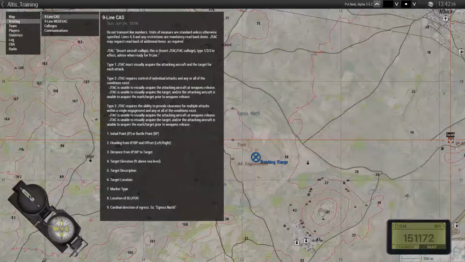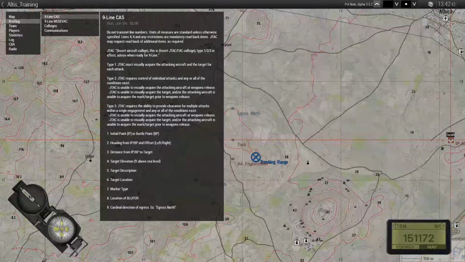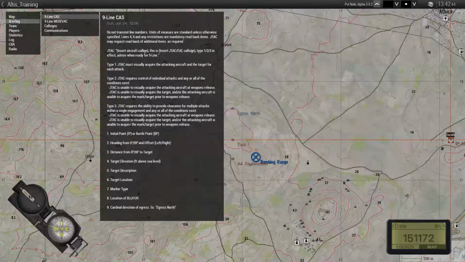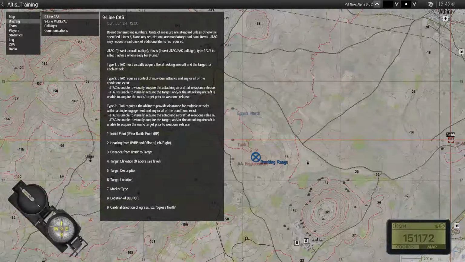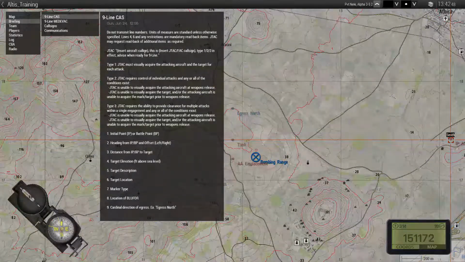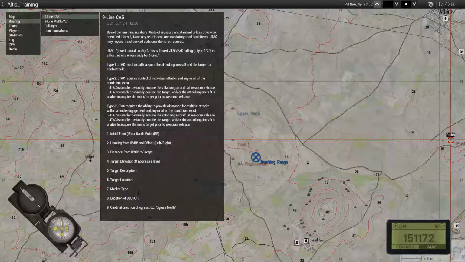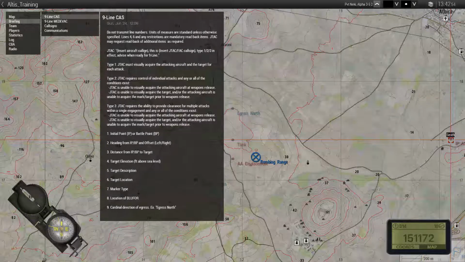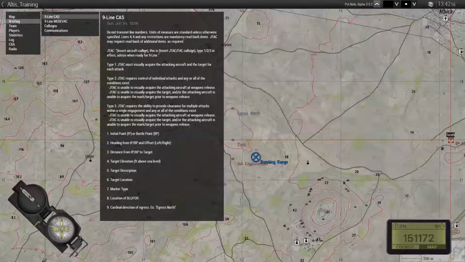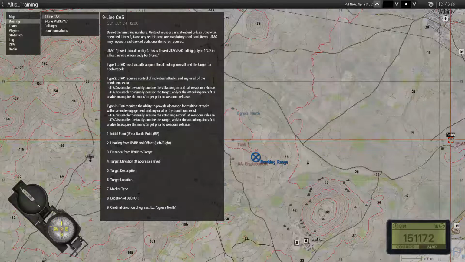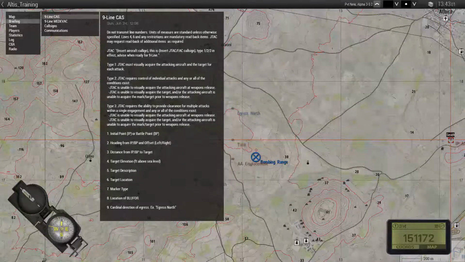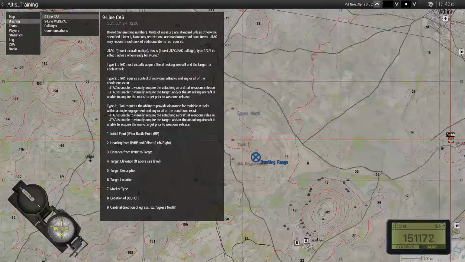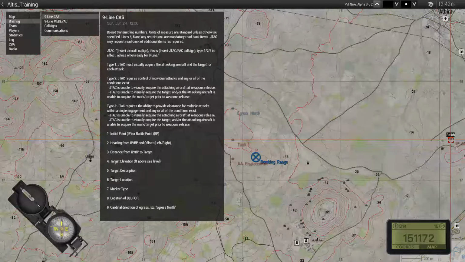And then you can engage, and then you're gonna let the pilot know the location of friendlies. So you can just say friendly southwest, and then you're going to say egress, in this case north, or whatever direction. And again, we're telling him to egress north because we've got an AA emplacement south of the target, and we want to make sure he flies away from the AA emplacement after he breaks off from his attack run.